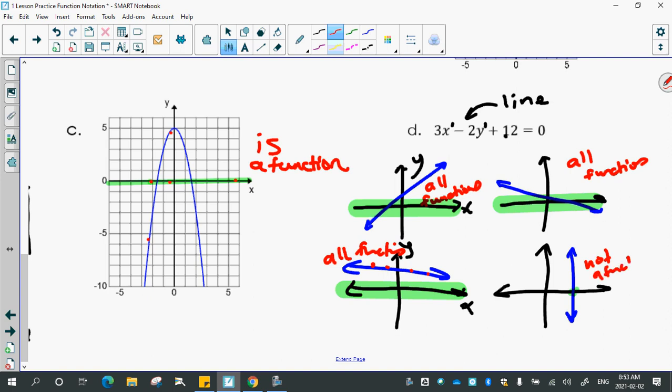And vertical lines have special equations. Think back to axes of symmetry. Their equations always look like this: x equals a number. So this one could be like x equals 5, for instance. Okay? And that's not what this one looks like. So it's either got a positive slope or a negative slope, so it's a function. Okay?